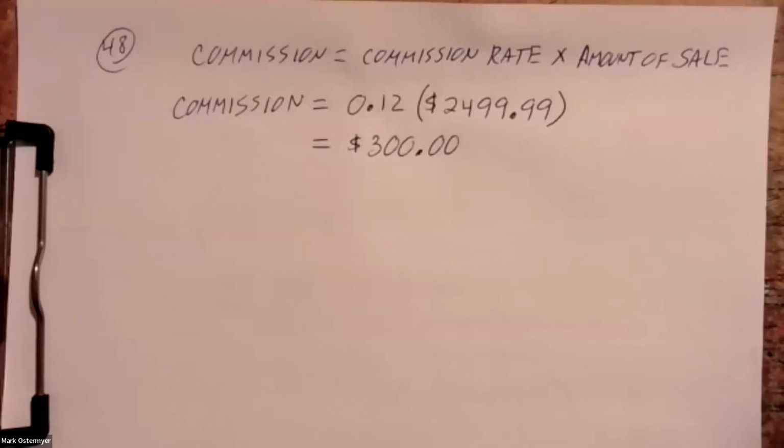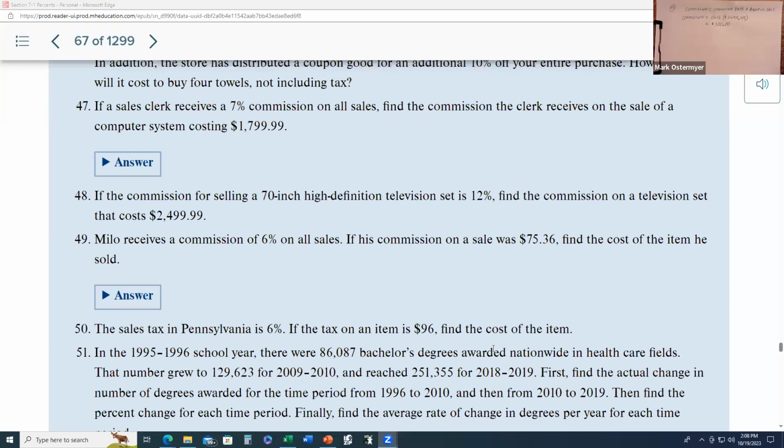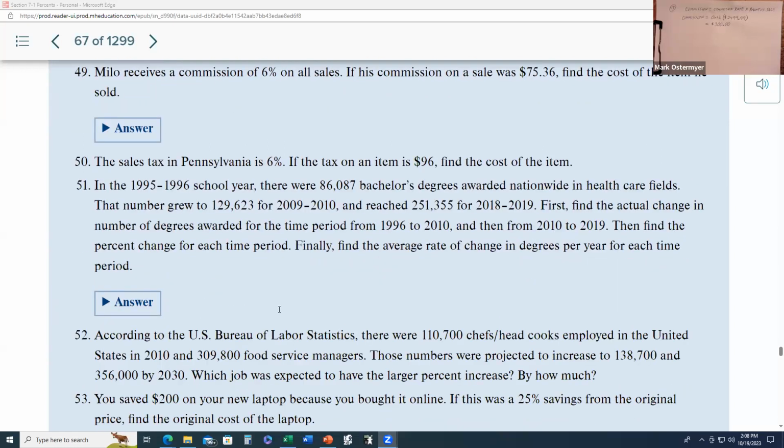Now let's try another one here. These are kind of fun. Let's try number 50. Roll that into your classwork. Number 50. Go ahead and do.